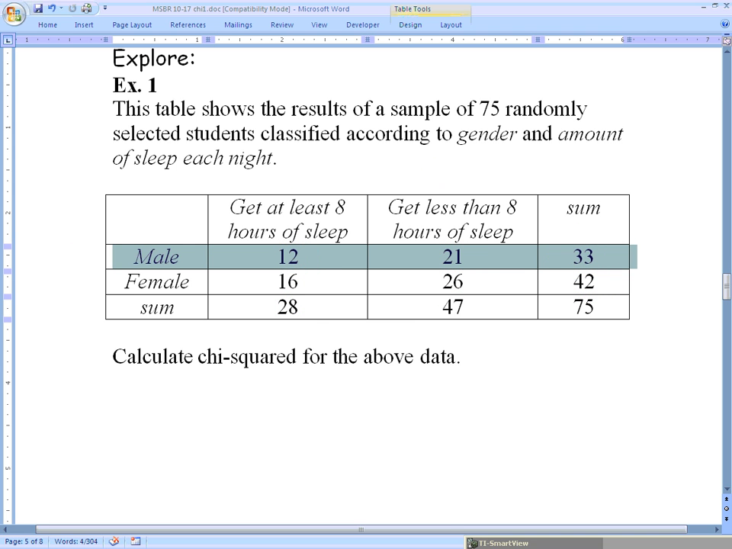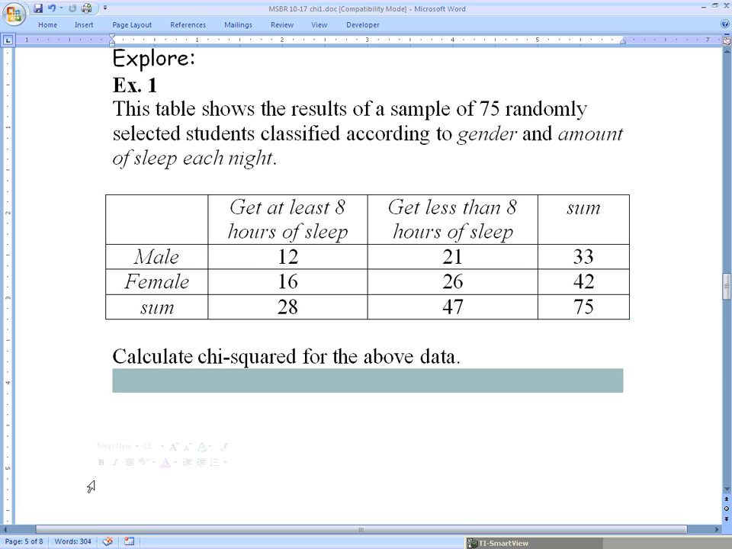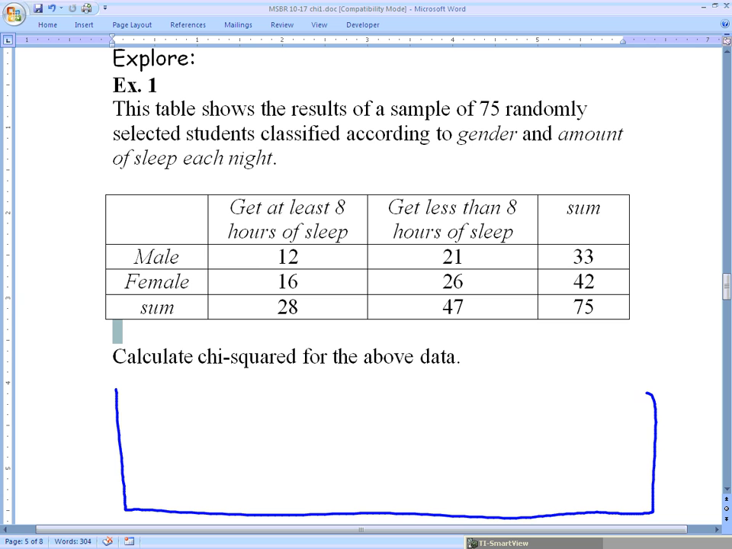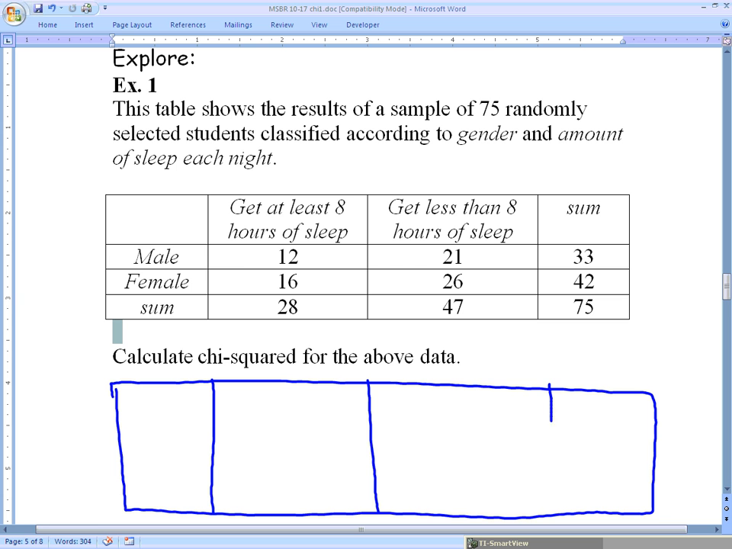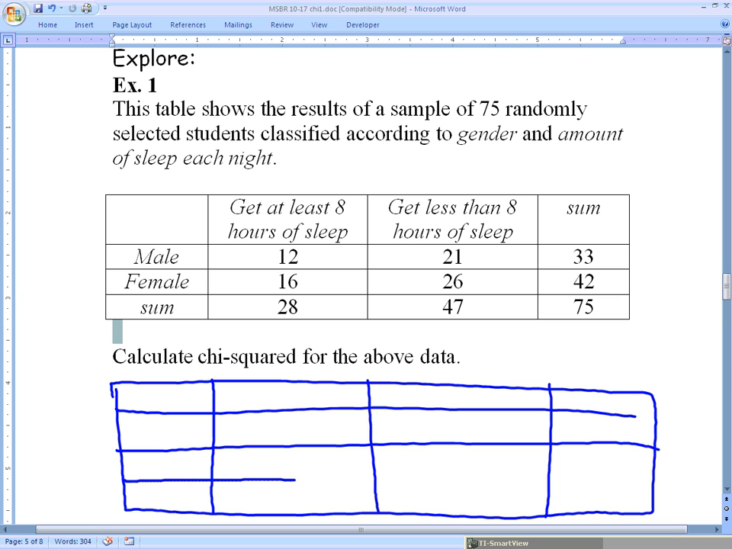Again, just a table, no different than what we'd seen in probability. Now what we're going to do is make our expected value table. The expected value table is the exact same size as the original table. It's got the exact same number of values. So we had 4 rows. We're going to have 4 rows in this one as well.